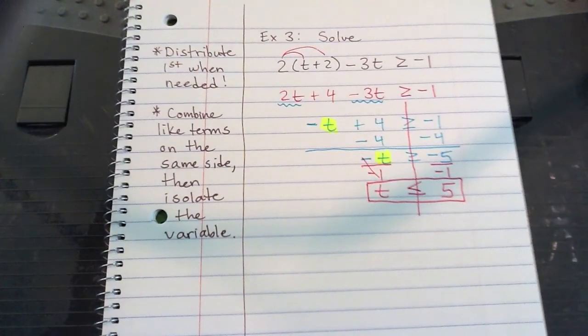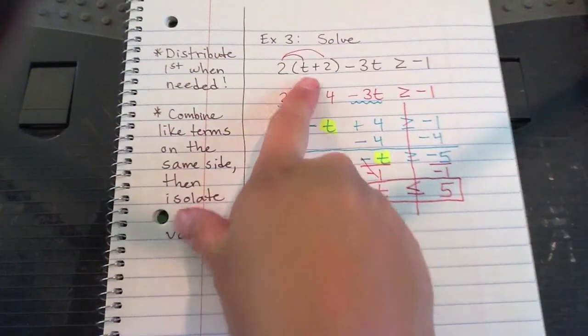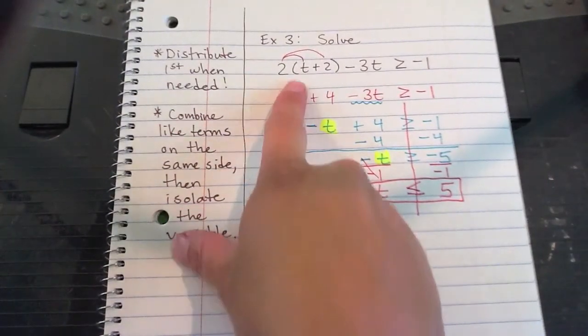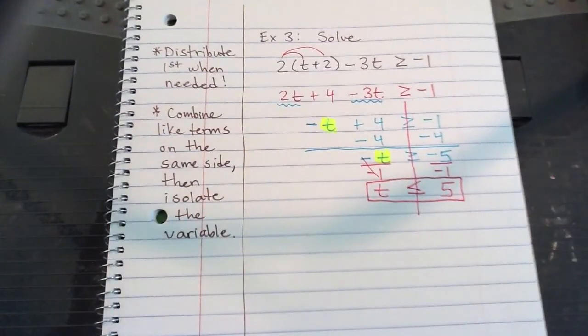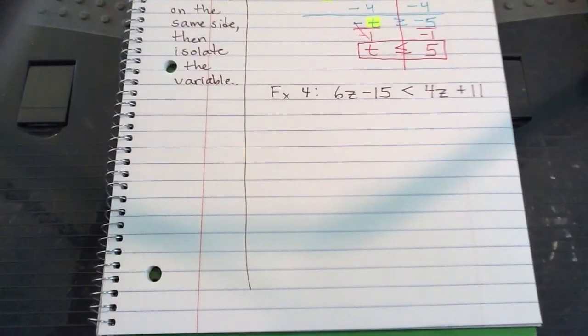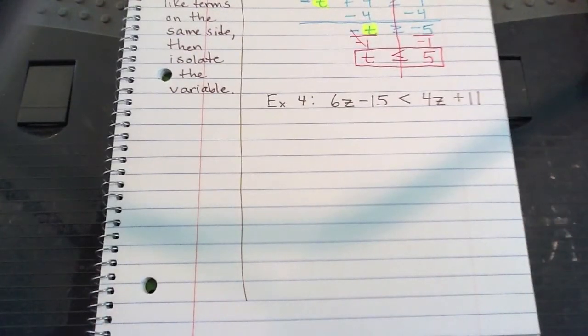T must be less than or equal to 5, which means I could plug in 4.7, I could plug in 4.92, 4.99, I could plug in 5, but I can't plug in anything over 5, and it would always be true. Go ahead and write down this example, and I want you to do the same thing. Write it down, draw your line out of your inequality, use the rules that you already know to try this, and then hit play when you're ready.